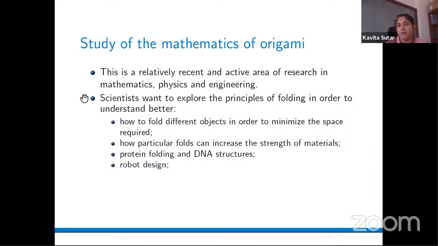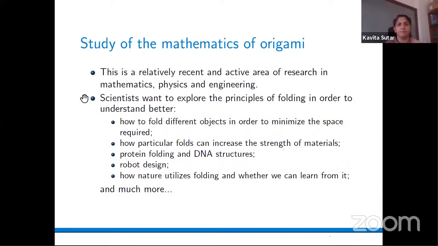And robot design. This is also something you will see probably in the video in the end. You would want the arm of the robot to fold in such a way so that the robot is compact, and when required, it should open up enough to reach wherever it wants to reach. This is just one very simplistic example, but in robot design also origami is used.